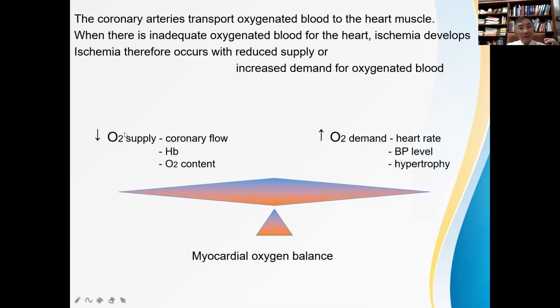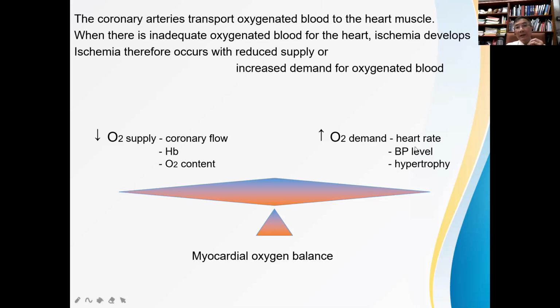It can occur when the supply is reduced, such as when the coronary flow is reduced, or the hemoglobin content is reduced, because hemoglobin is what carries the oxygen, and when the hemoglobin in the blood is reduced, then the amount of oxygen it carries is also reduced. Similarly, when the patient does not breathe in enough oxygen, the oxygen content in the blood will also be reduced and the delivery to the heart muscle will be inadequate.